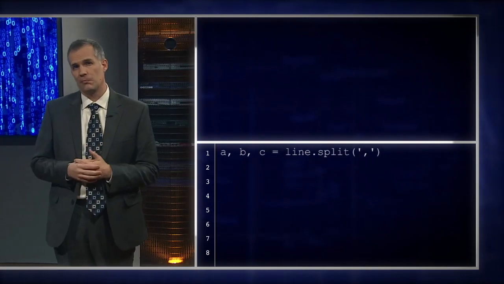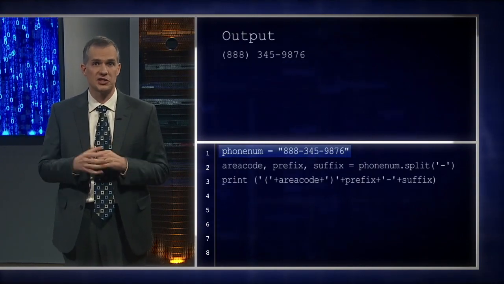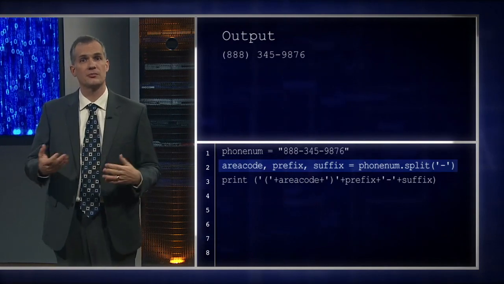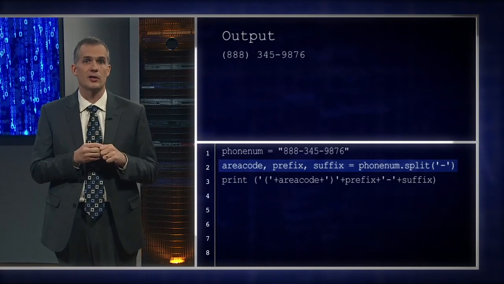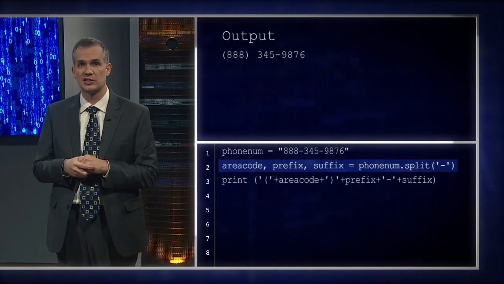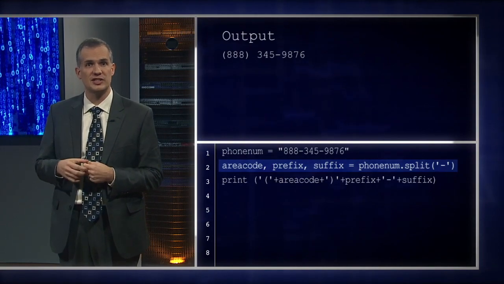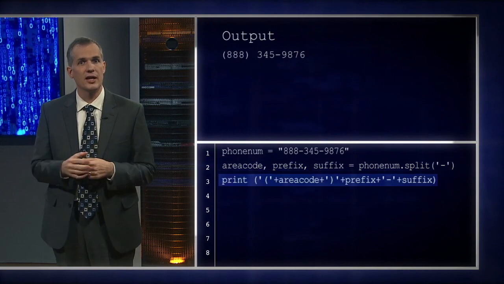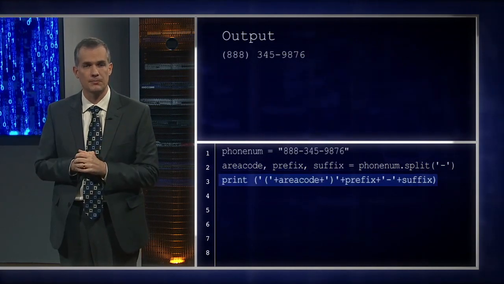Let's see an example. Say we had a phone number given with all the parts separated by dashes. The code you see here will help us reformat a phone number into a different form. The split command will help us pull out each part. By putting a dash in the parentheses, we're saying that we want each part that's separated by a dash. So in this case, we get the area code, the prefix, and the suffix. Then we can reconstruct a new string by putting parentheses around the area code.